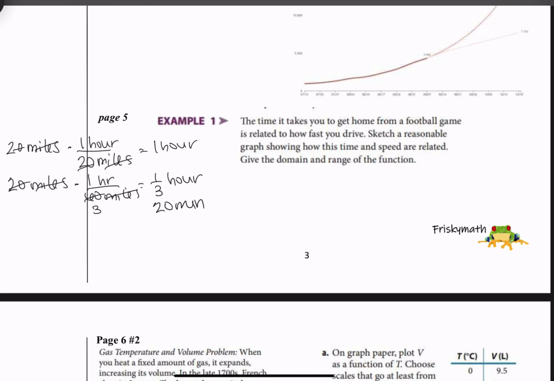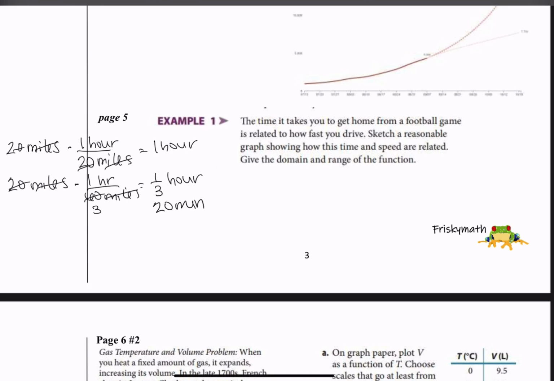Okay. So we're going to sketch a reasonable graph showing how this time and speed are related, and we'll give the domain and range of the function. I guess we should start by thinking about what's dependent on what. So in this situation, the time that it takes me to get home seems to be dependent on my speed, because the faster I go, so the higher my speed, the less time it's going to take me to get home.